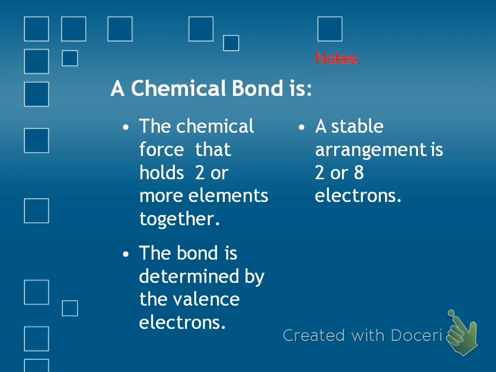A chemical bond is the force that holds 2 or more elements together, and it's determined by those outer level or valence electrons. So that electrical attraction between the electrons is what we're talking about when we're talking about a bond. You might also hear it called the chemical glue. And a stable arrangement is 2 or 8. 2 works for hydrogen and helium, and 8 for all the other 116 elements on the periodic table.